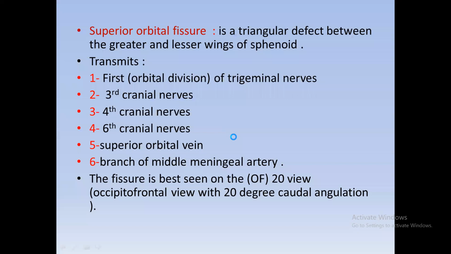Superior orbital fissure is a triangular defect between the greater and lesser wings of sphenoid. It transmits the first or ophthalmic division of the trigeminal nerve, the third, fourth, and sixth cranial nerves, superior ophthalmic vein, and a branch of middle meningeal artery. This fissure is best seen on the occipitofrontal view with 20-degree caudal angulation.